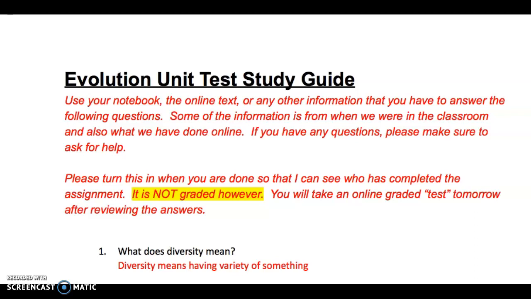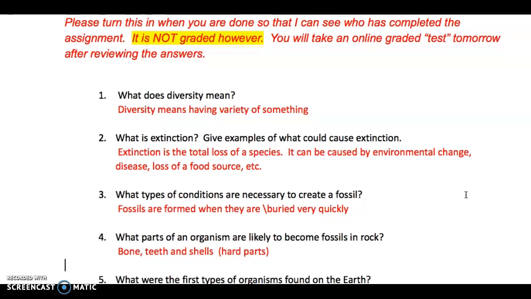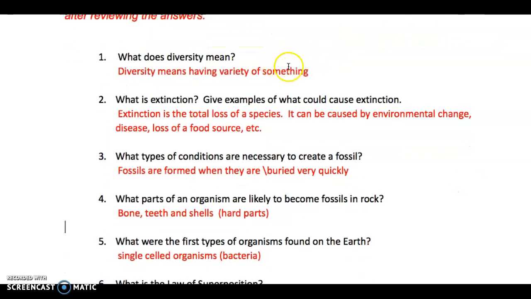Okay. Before you take your test, I want to go through and just make sure you understood what these questions were. So number one asked about diversity. Diversity doesn't really have much to do with evolution, but it is verbiage that is used often when we're talking about evolution and variation. And so I just wanted to make sure that if that word was used in a test question, you understood it. So diversity just means having a variety of something. The more diverse your population is, the more different kinds of something that you have.